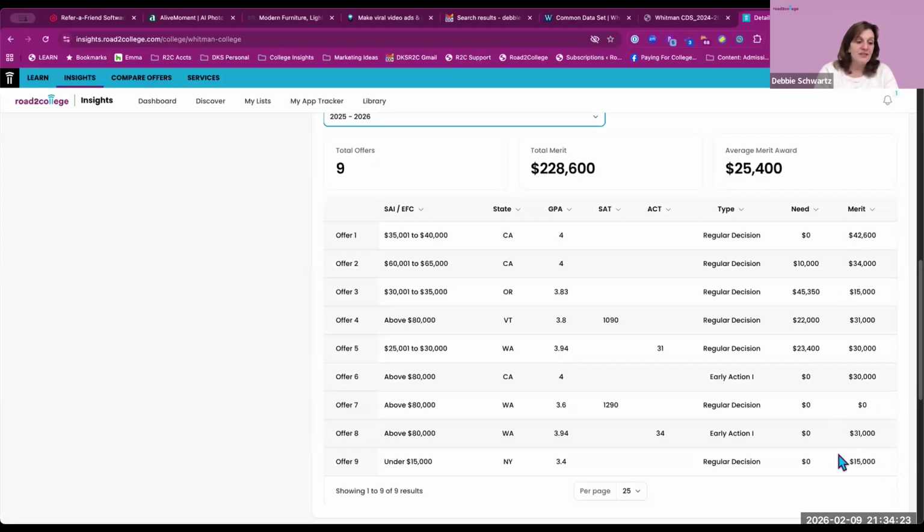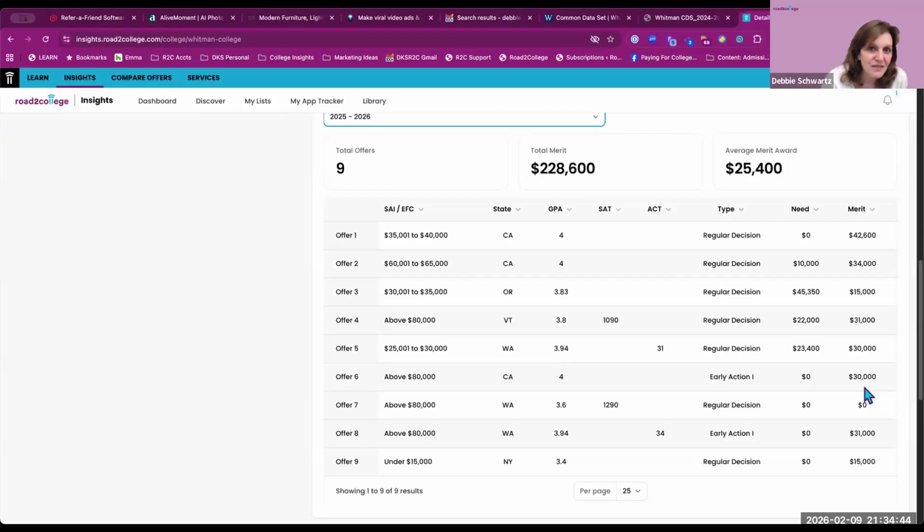Even though Whitman said their average is about 22,000, there are students that are definitely getting in the 40s from Whitman, even in the 30s. So by looking at this data, if I was a parent and my student was interested in going to Whitman, I would dig further and say, okay, how did that student get 42,000 in merit?